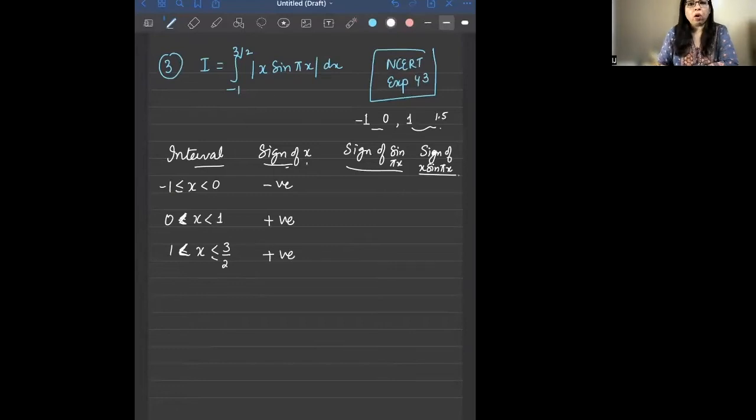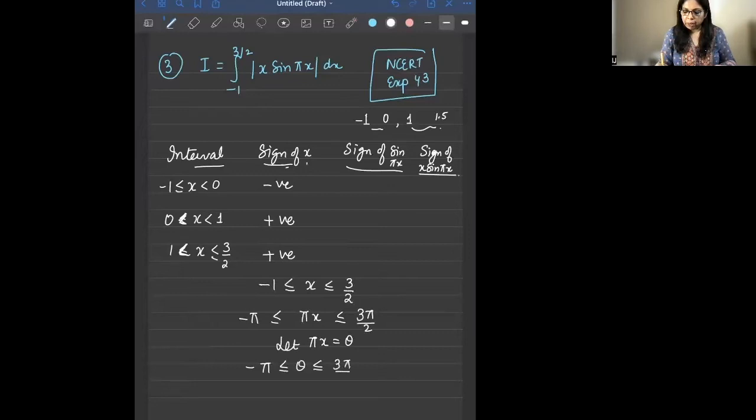Now what about the sign of sin pi x? We have the value of x lying between minus 1 and 3 by 2. Let us multiply each term by pi. So pi x lies between minus pi and 3 pi by 2. Let us take pi x equal to theta. So minus pi less than or equal to theta less than or equal to 3 pi by 2. So we can see that between minus pi and 0, meaning from 0 to the left hand side, the terms are negative and from 0 to the right hand side, the terms are positive. So for the left hand side terms, minus pi to 0, the value of sin will be positive.